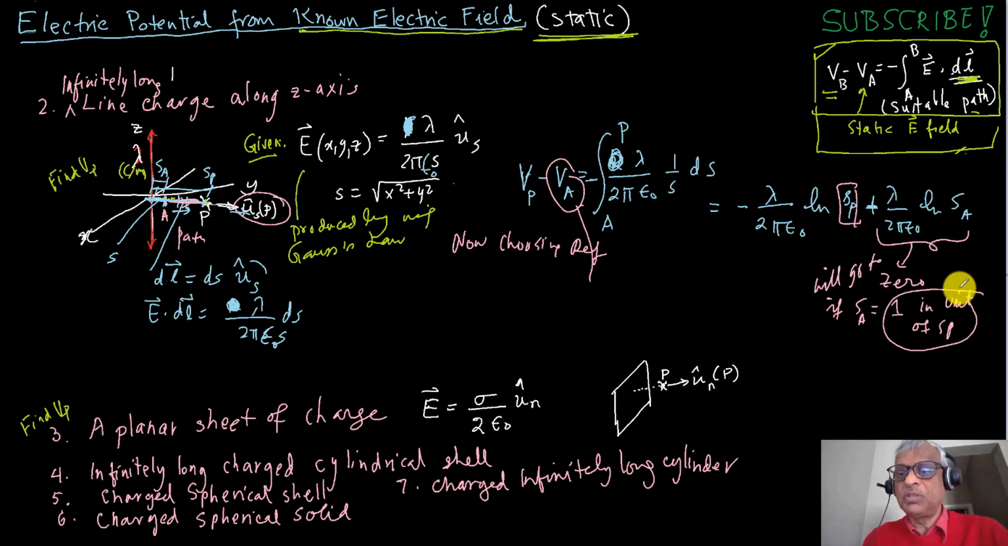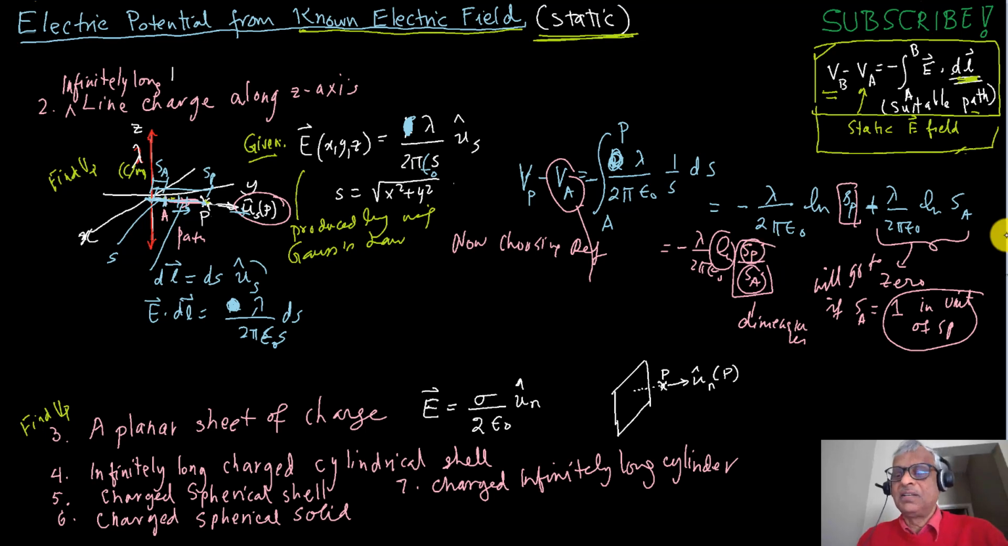Why do I need this unit for SP? Let's write this as equal to minus lambda over 2 pi epsilon naught log SP over SA. Because this is a log, it is dimensionless, so the unit of SA has to be the same as the unit of SP. In the same distance unit that we are using, this will disappear, and then we can set the reference to 0.